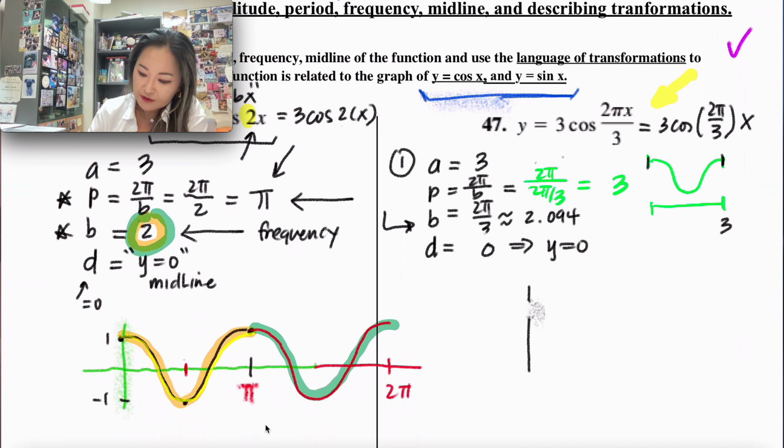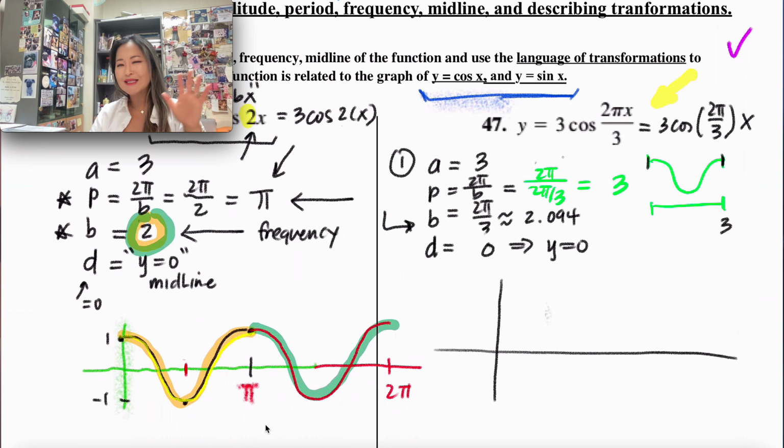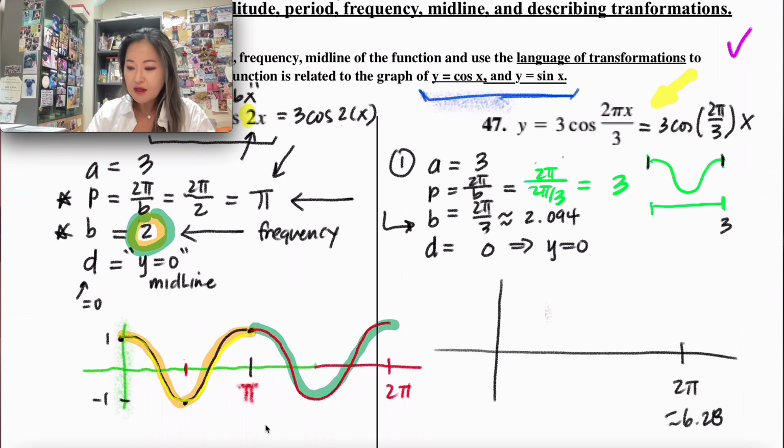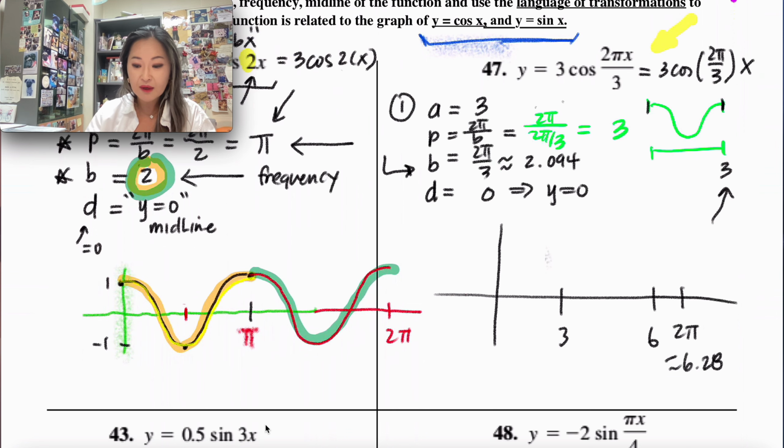Let's actually sketch this a little quick. Sorry, this is so ugly. I'll erase that. This one's a little bit trickier, okay? In 2 pi, because 2 pi is about 6.28, how long is one cycle? It's 3 long. So if I were to divvy this up, I'll leave this as 6, and whatever's left is, let's say, 2.28. That means in just 3, it's going to go like this, 1 and negative 1.